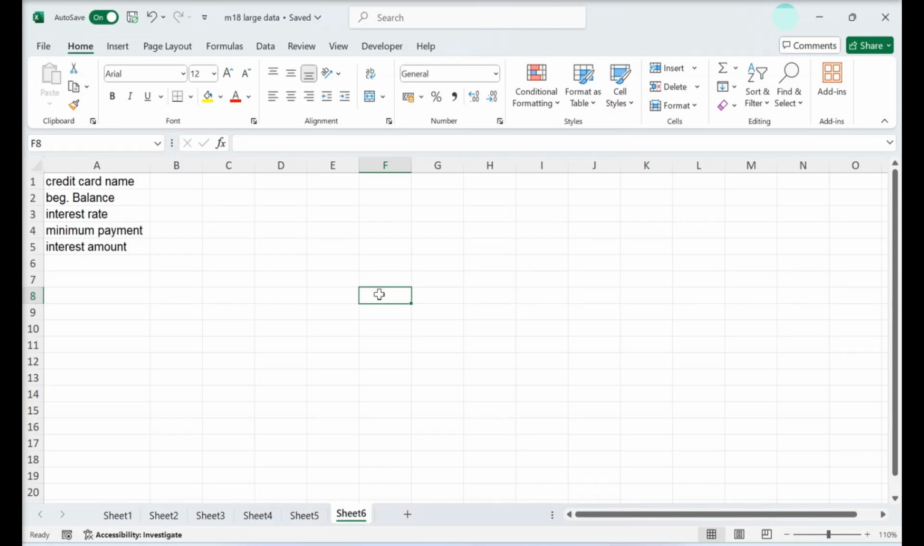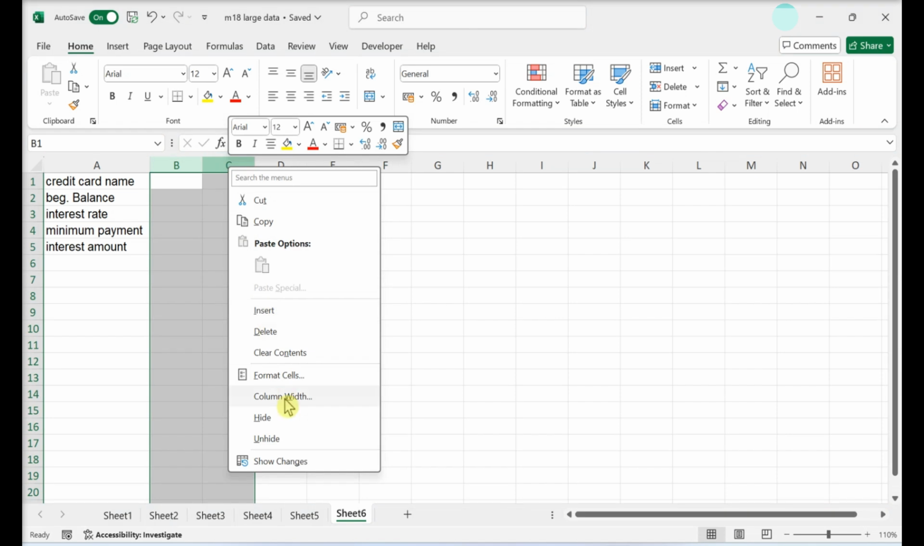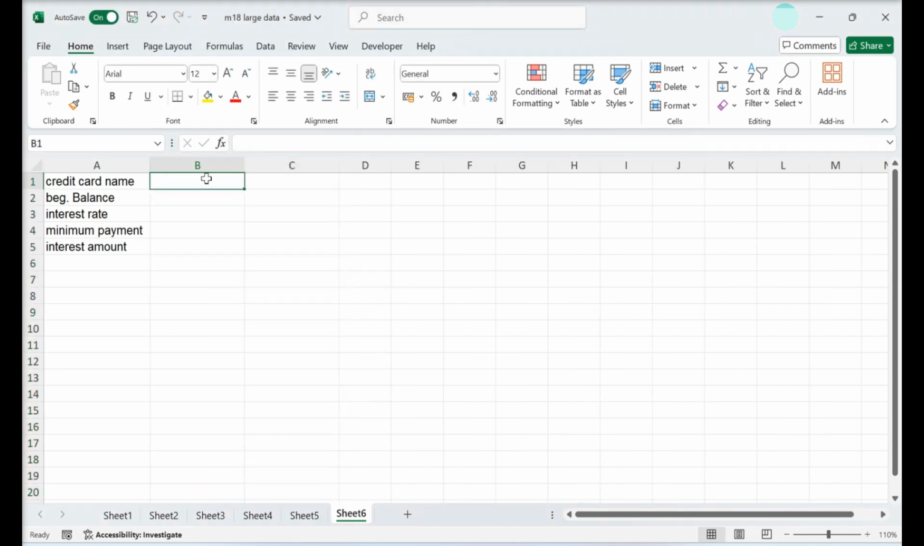Here's how to calculate credit card interest with Excel. Gather the details of all credit card accounts. Use one column for each credit card. Enter the information from your credit card statements.